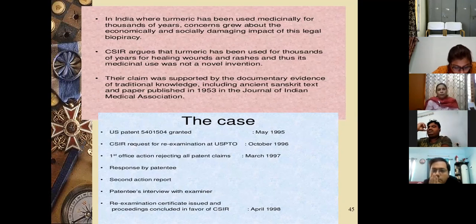So they had to submit a lot of information in support. Documentary evidence had to be given. So the patent was granted. This is the patent number. It was granted in May 1995 to the Mississippi Medical Center.